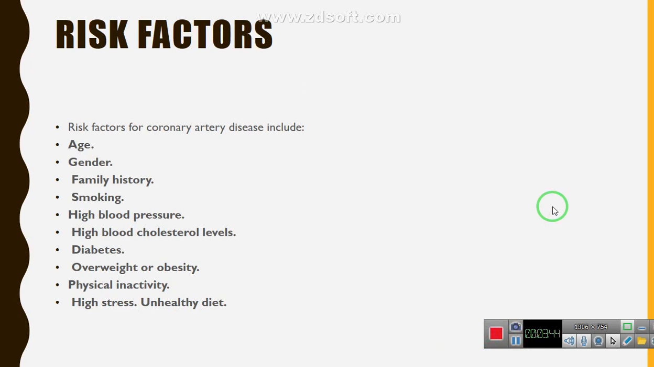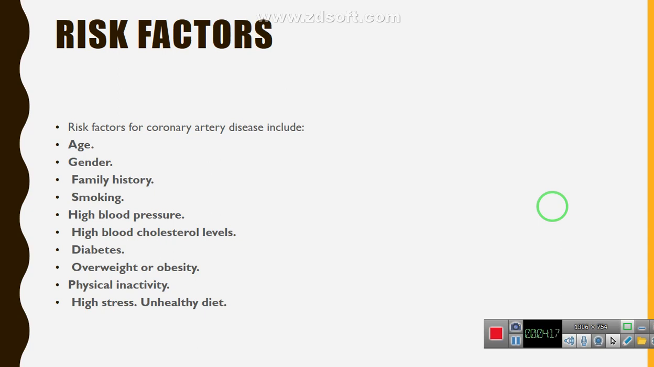So these are the risk factors for the coronary artery disease, which include age, gender, family history, smoking, high blood pressure, high blood cholesterol levels, diabetes, overweight or obesity, physical inactivity, high stress or unhealthy diet. These are basically the factors which contribute to the coronary artery disease. Some of them are modifiable factors and some of them are non-modifiable factors.